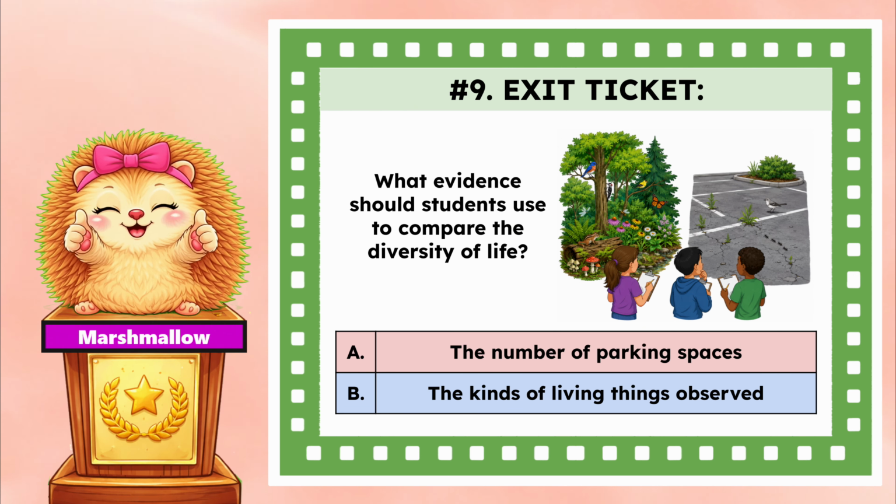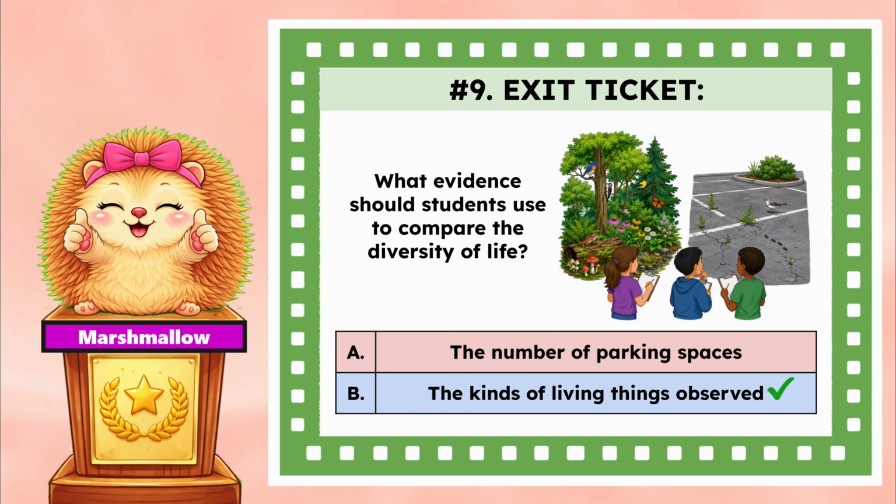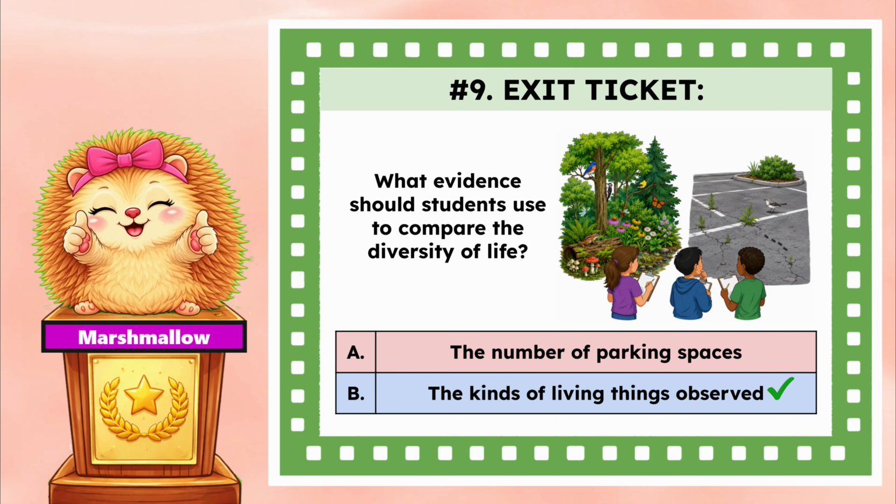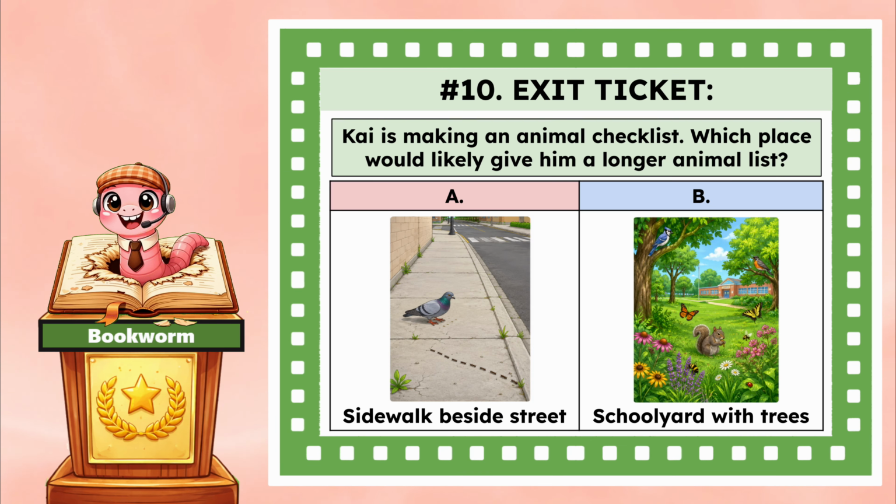And the correct answer is letter B, the kinds of living things observed. Kai is making an animal checklist. Which place would likely give him a longer animal list?